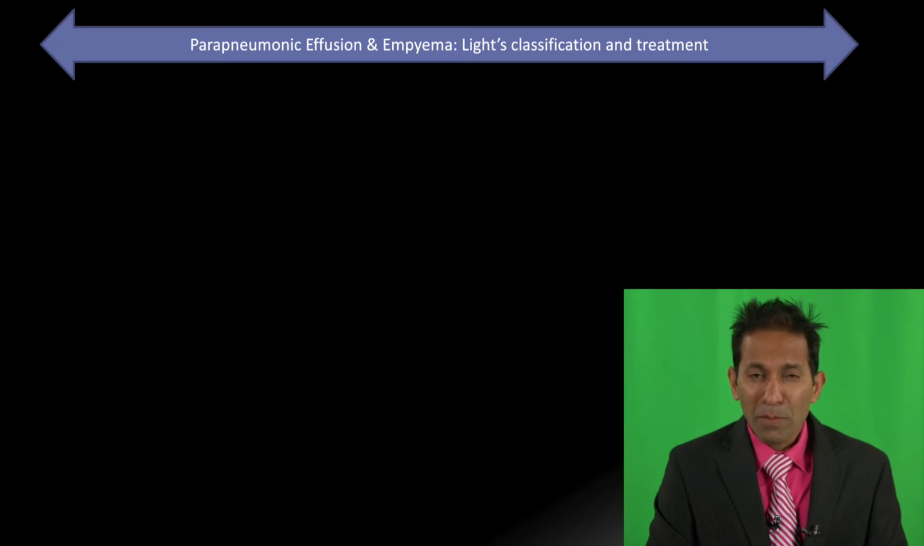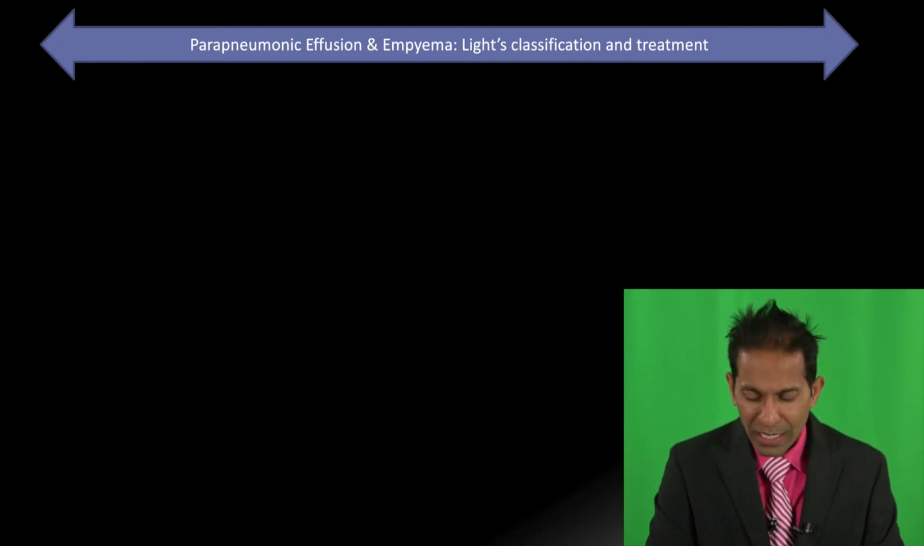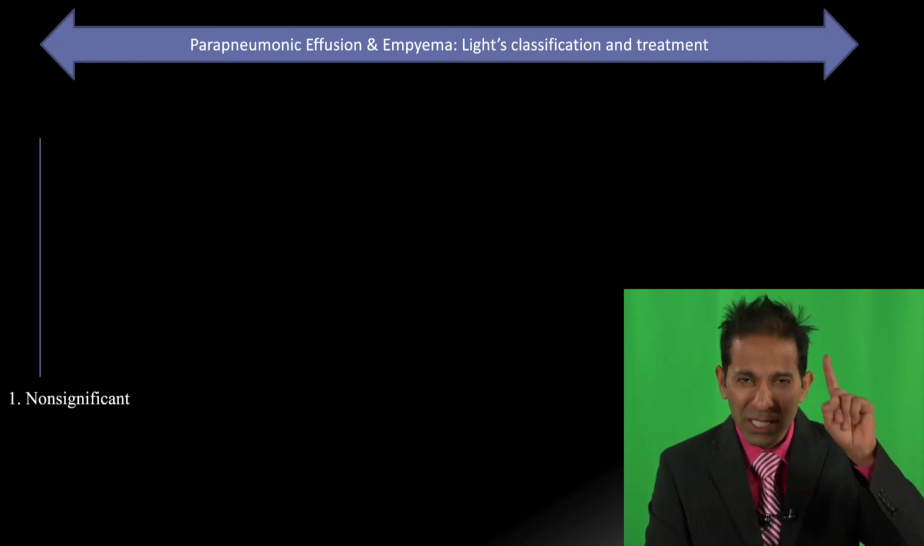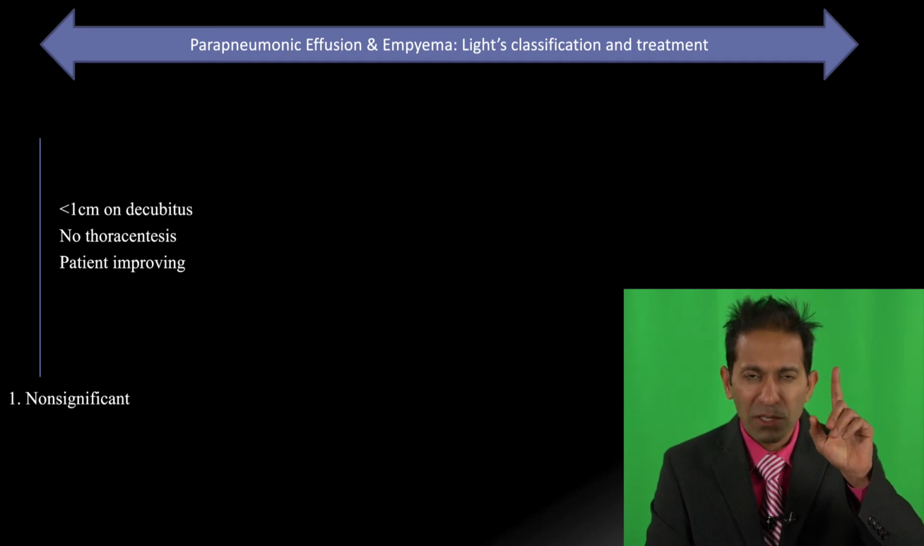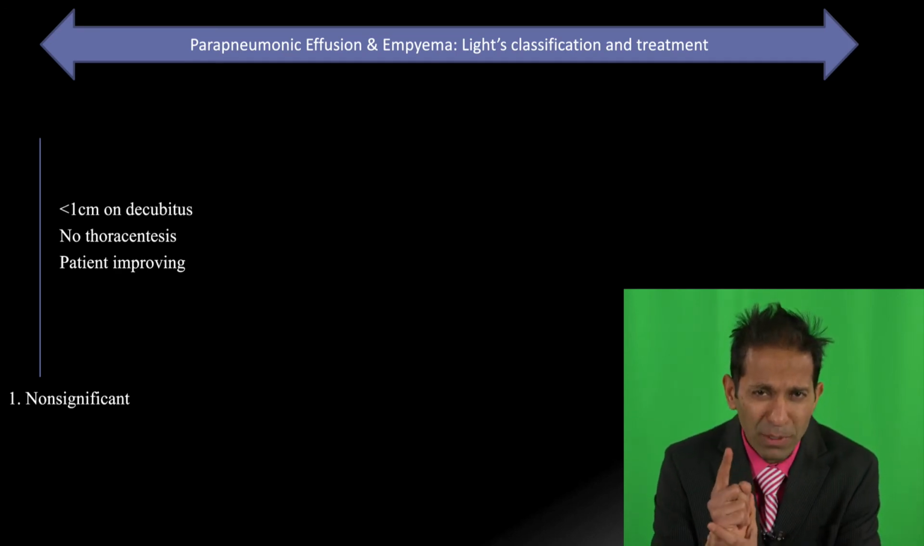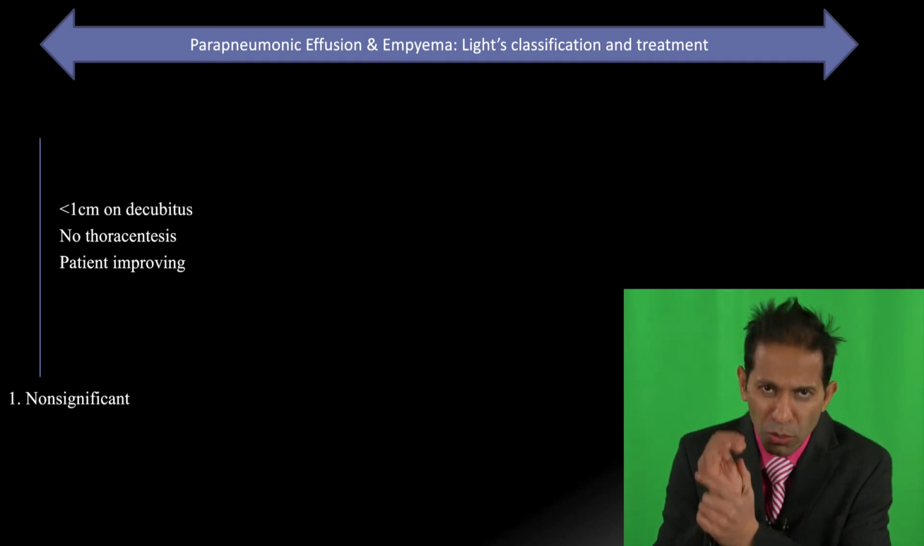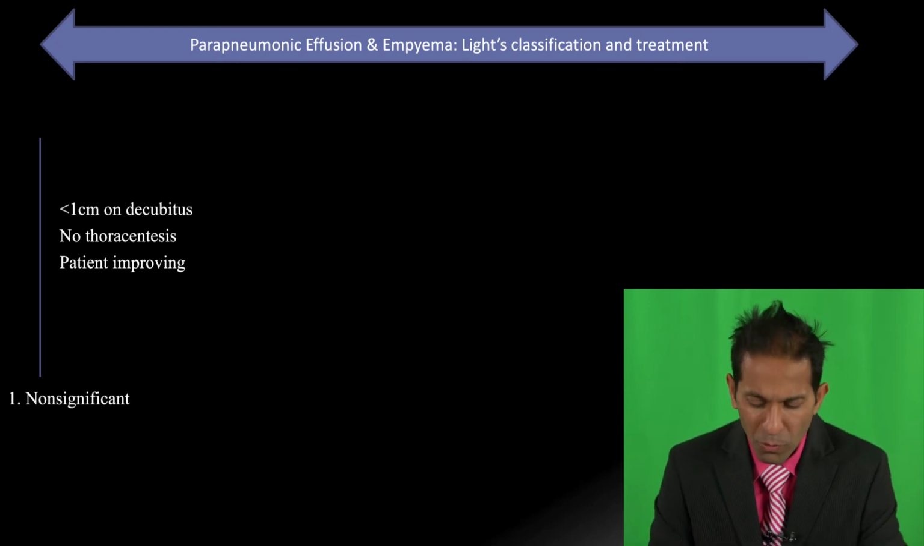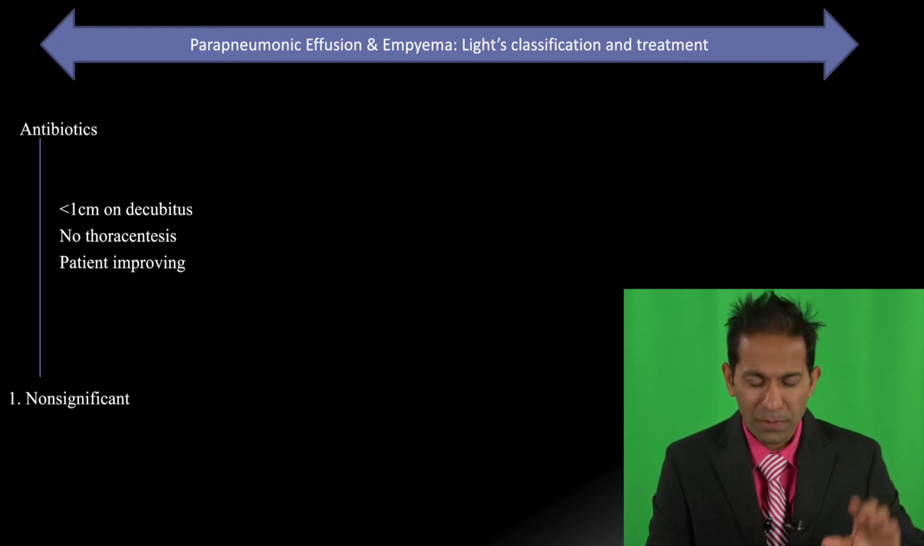So let's talk about management of parapneumonic effusion and empyema. Number one scenario is non-significant effusion. If this effusion is less than 1 centimeter on lateral film, no thoracentesis is required, the patient is improving, and the patient just needs antibiotic.